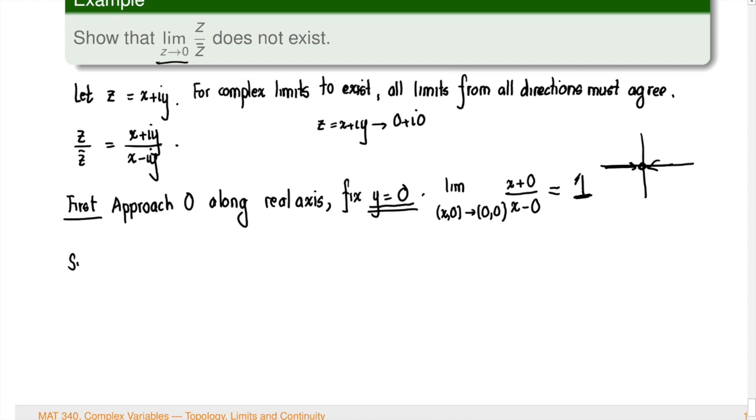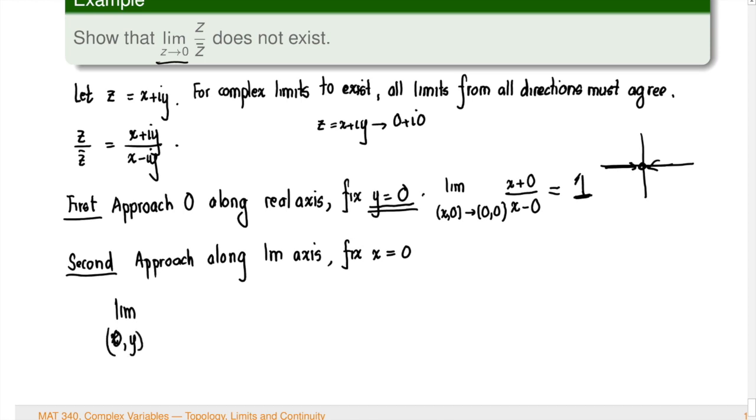And now, second, what we're going to do is approach along the imaginary axis. So if I'm on the imaginary axis, we are fixing that x is equal to 0. So in this case here, I get the limit as 0, y goes to 0, 0. And in this case here, I get 0 plus iy. In this case, I get 0 minus iy. So when x is equal to 0, that's what I get. And everything's going to cancel out, leaving me with negative 1.